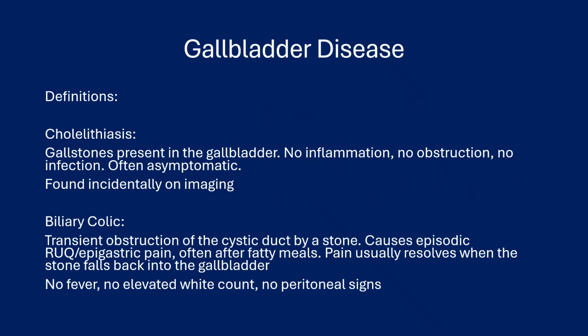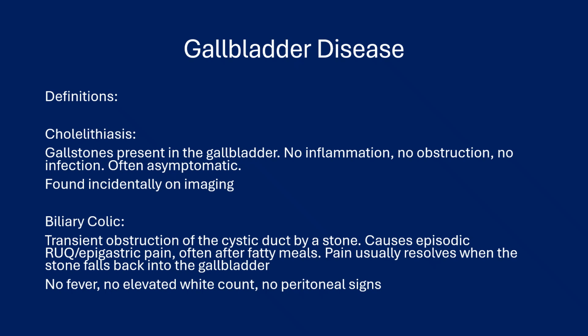Gallbladder disease. Some important definitions we need to get out of the way. Cholelithiasis. This is gallstones present in the gallbladder. No inflammation, no obstruction, no infection, often asymptomatic. Found incidentally on imaging. Oftentimes I'm doing a CT scan of the abdomen for other reasons, and these stones will be noted incidentally.